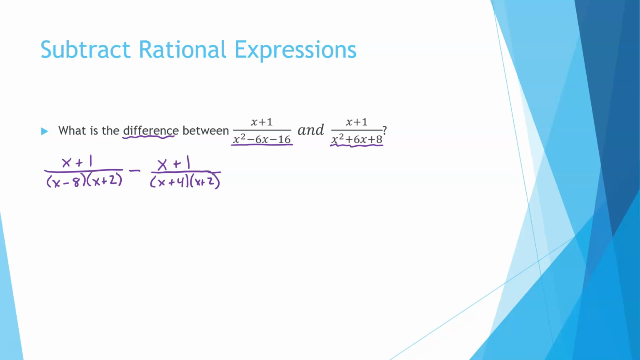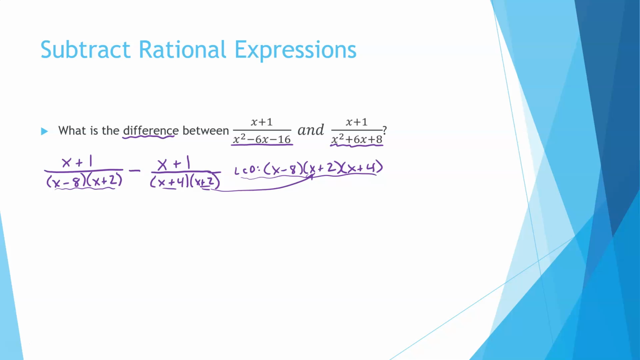All right, next I'm going to find the least common denominator, just like we did yesterday, which means I start by taking the whole first denominator, x minus 8 times x plus 2. Then I go to my next denominator. x plus 4 is not in that LCD yet, so I put it in. x plus 2, however, is already there, so I'm good. So this is the least common denominator.